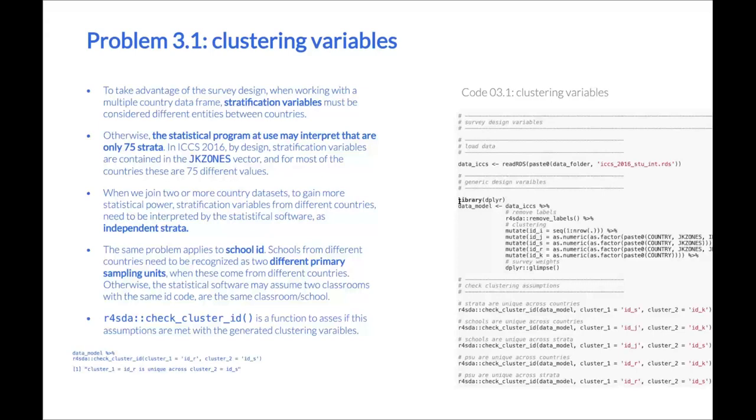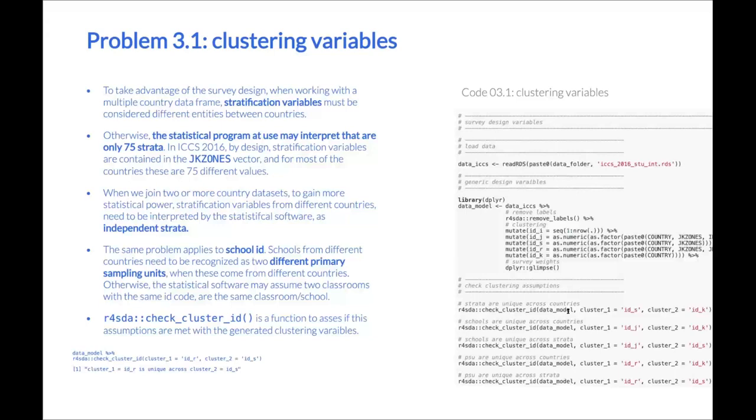So for now, in the code that I'm proposing within this framework, I'm just giving a solution of how to build, for example, a unique ID for all the schools across all the countries. But the main point within this workflow is that to take advantage of the survey design, we need to be sure that the clustering variables behave in the way that they are intended to.